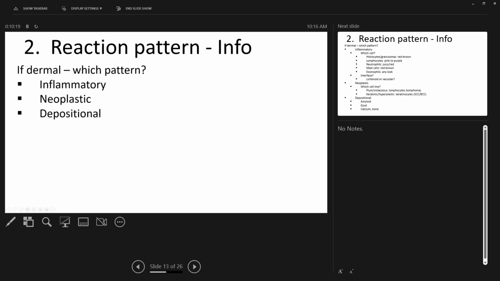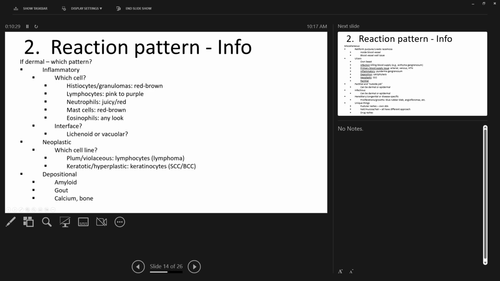Dermal, like I had alluded to before, this is a simplification, but you can put it into three different buckets. If you think something's dermally located, is it inflammatory, neoplastic, or depositional? And then you can break it down further from there. Again, this is obviously a YouTube video, so you can pause it and write this down or just try to memorize it. But this is a very logical framework upon which you can base your approach. Inflammatory, a lot of people bring up the idea of basing your differential diagnosis on the cell line. I think this is helpful, kind of. There are some limitations to it, but I would say it is helpful in some scenarios.